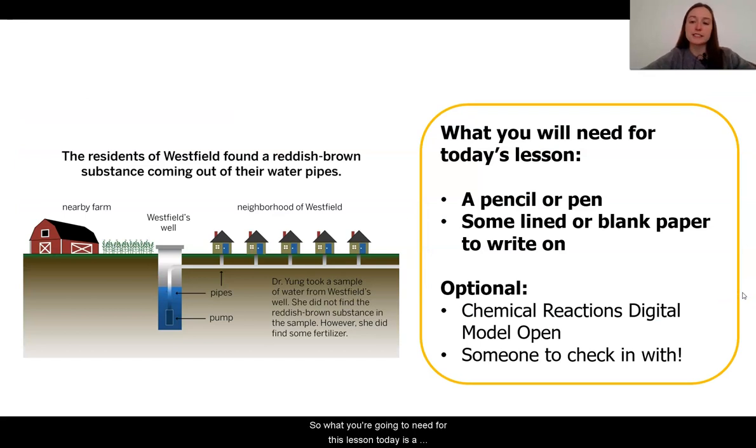So what you're going to need for this lesson today is a pencil or pen, maybe some lined or blank paper, just so that you can jot down some notes and have this review with you as we go through the unit. Something that's optional, but if you have it available, would be to open up the chemical reactions digital model in Amplify so that you can check back in there as we go through our review. And then also, as I always recommend, find somebody to check in with. Can you message a friend through Schoology or text or get on the phone? Or maybe there's somebody around the house that you can talk with, just to make this a little bit more interactive and to share your ideas with someone else.